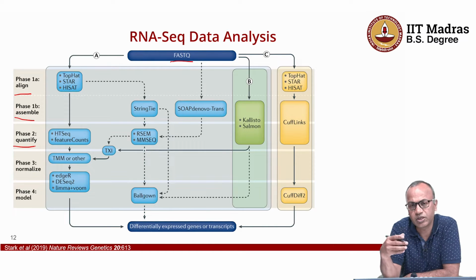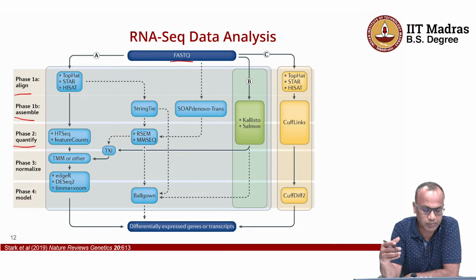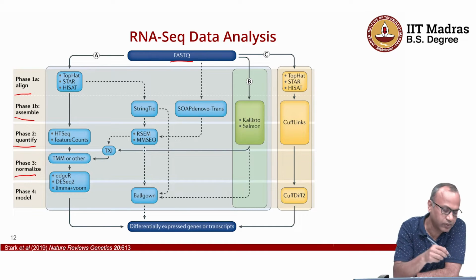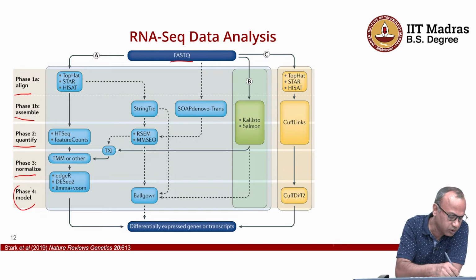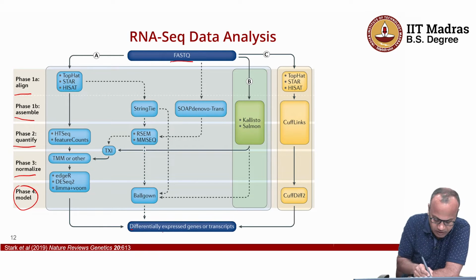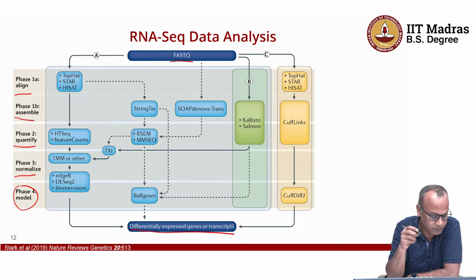Because there are usually a lot of differences amongst various samples, there is a need to normalize across samples, which is a standard for most of the big data that is generated, most of the omic data that is generated. And finally, you model it to figure out differentially expressed genes or transcripts.